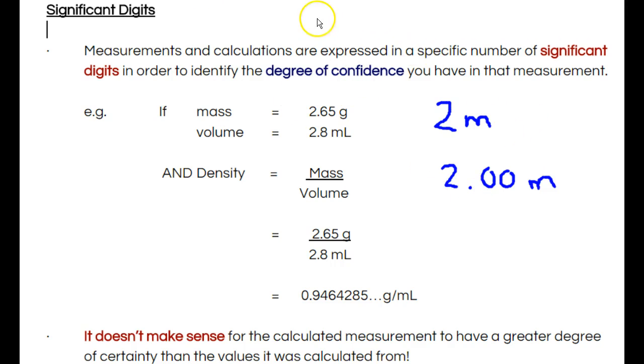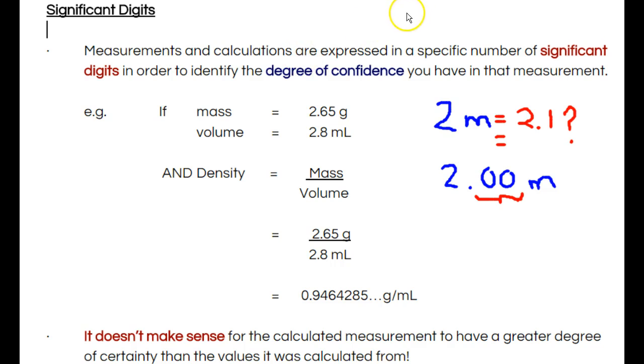As soon as you add these 2 decimal places, what you're indicating to the reader is that you have greater confidence in the accuracy of this measurement to the second decimal place. This number up here, the 2 meters, could mean 2.1. It could mean 2.00, but without any extra information, we don't really know what happens after the ones. We don't know to the first or second decimal place. We only know that it rounds to 2.